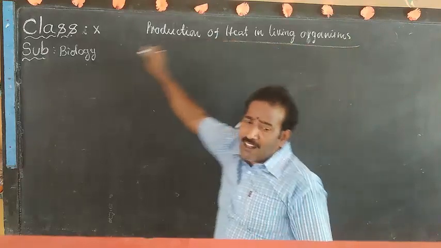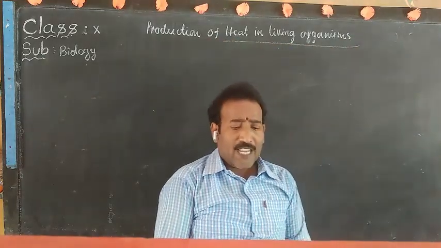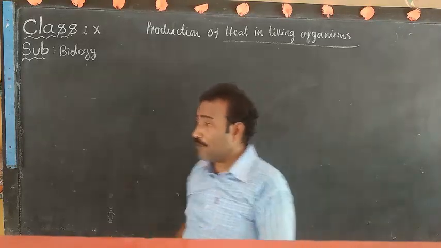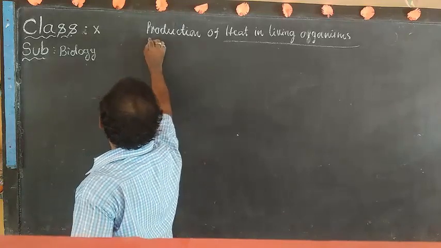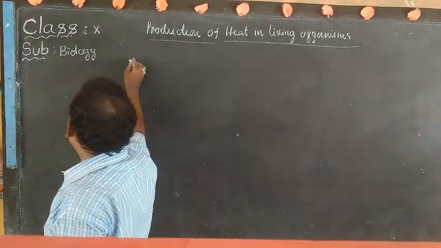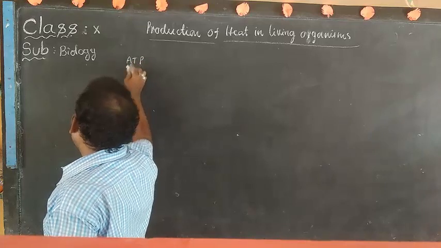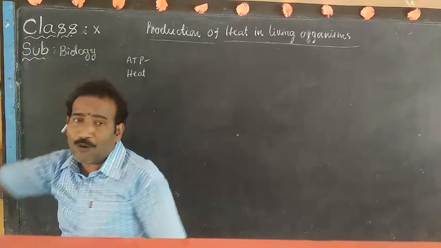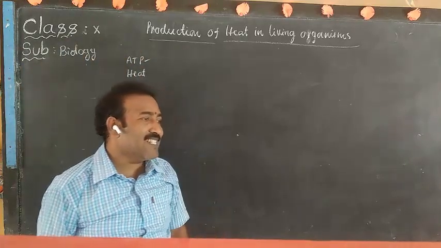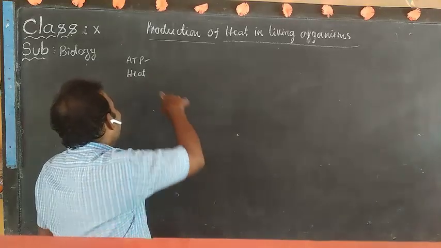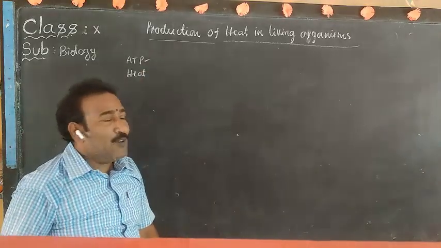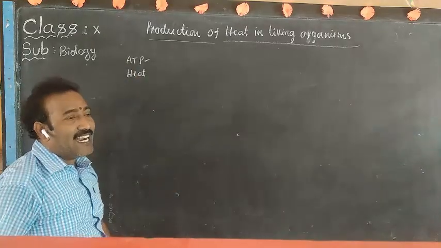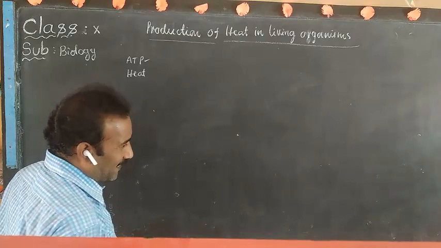All living organisms produce some amount of energy as heat. Already I told you that in respiration, some energy is produced as ATP and some energy as heat. This ATP is used to carry out body functions normally, and heat energy is an important factor that controls the rate of all the metabolic processes.